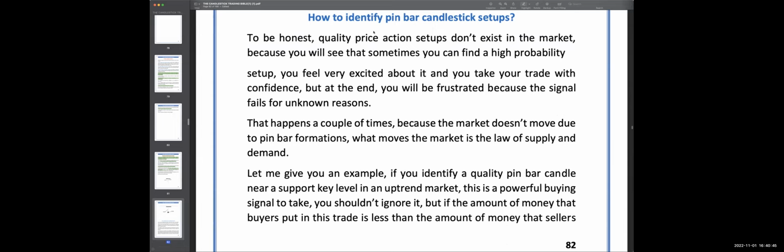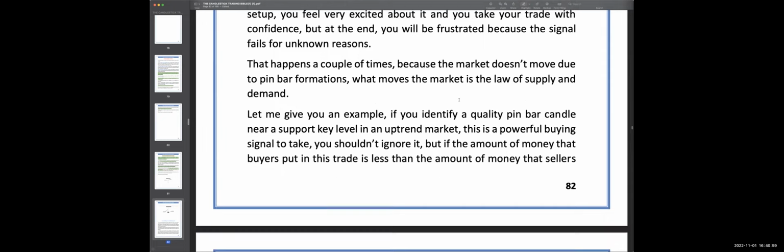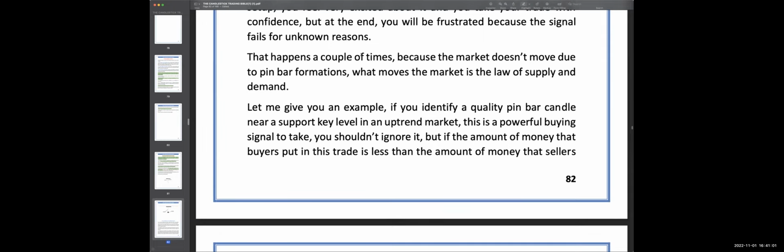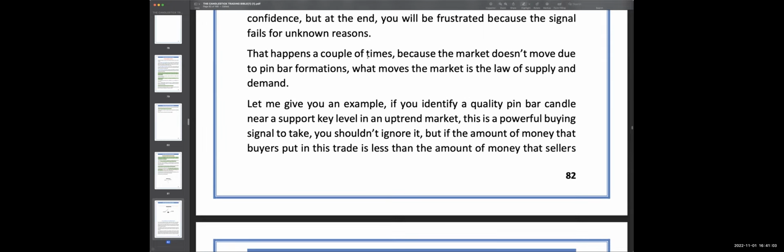Sometimes you can find a high probability setup. You feel very excited about it and you take your trade with confidence. But at the end, you'll be frustrated because the signal fails for unknown reasons. That happens a couple of times because the market doesn't move due to pin bar formations. What moves the market is the law of supply and demand.